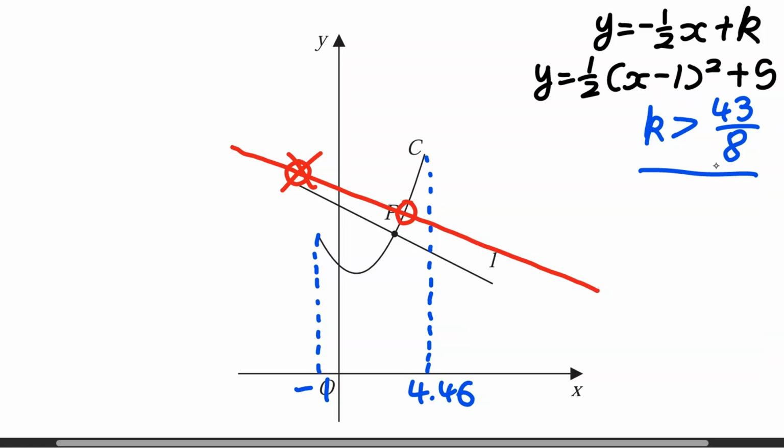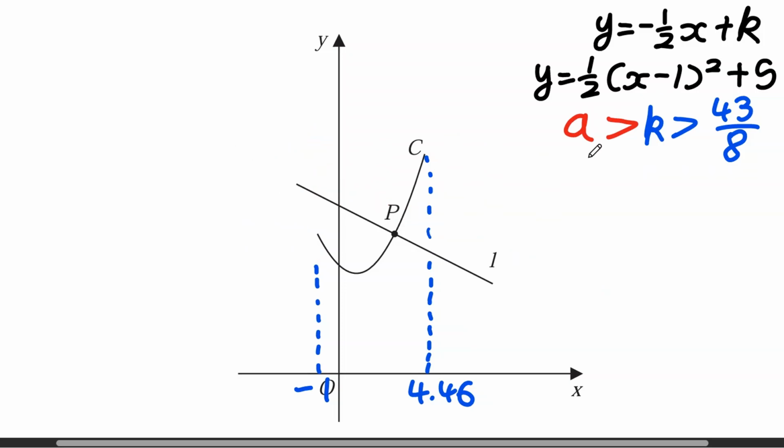This means there is actually an upper limit for what k can be as well, and we'll call this a. There is a maximum value that k can have in which there are 2 points of intersection. Otherwise you get this effect here, where on this side this is not a point of intersection. Okay, so how do we find this value of a? How do we find this maximum value of k?